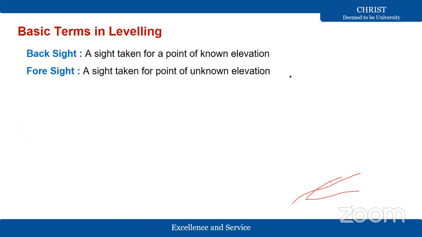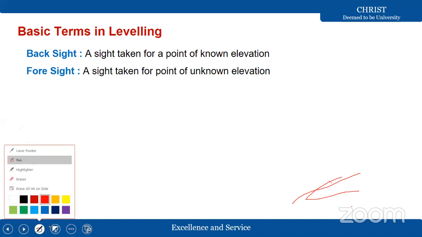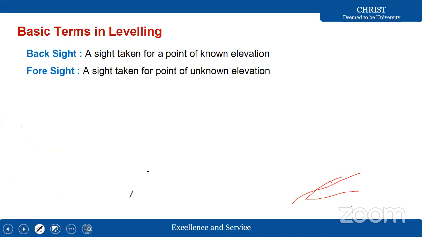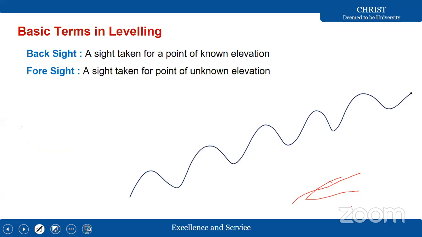Then foresight means, or intermediate sight, a sight taken for a point of unknown elevation, and foresight is the last point. Actually it means it is the last point in the survey. In between you have a rough terrain. Rough terrain means, like my terrain will be like this. I am not able to establish, if I am taking one point over here, the other point over here, I will not be knowing the elevation of these points. Yes or not?